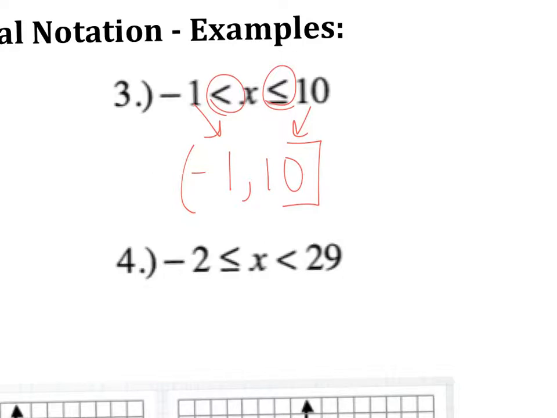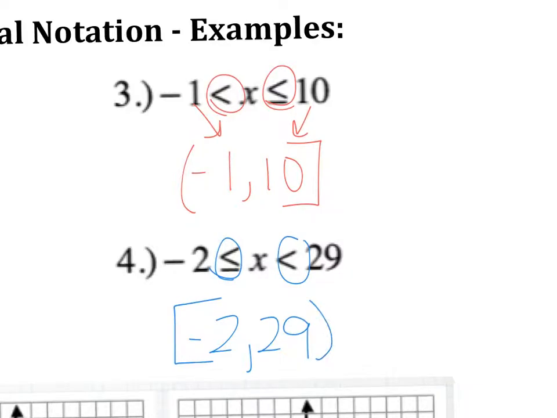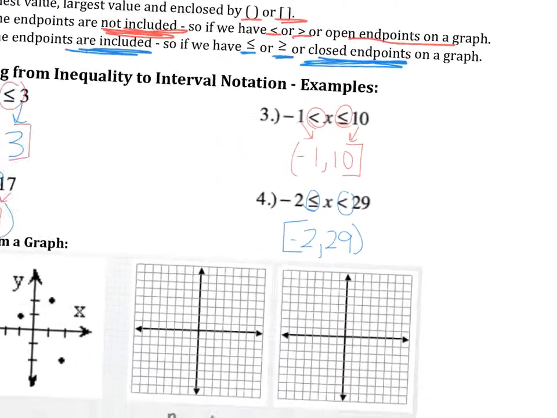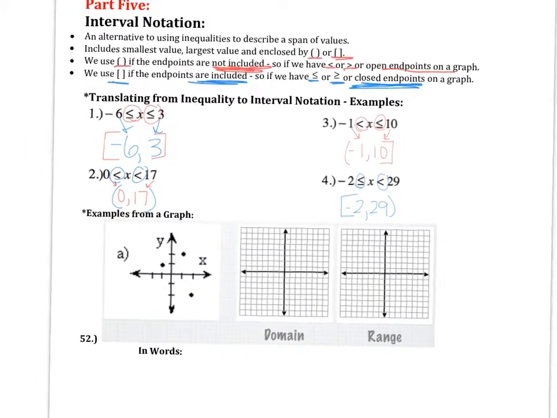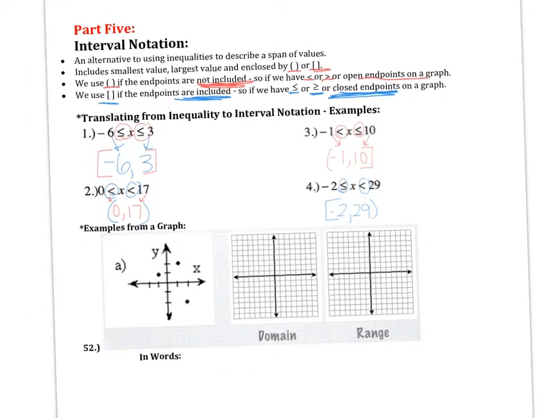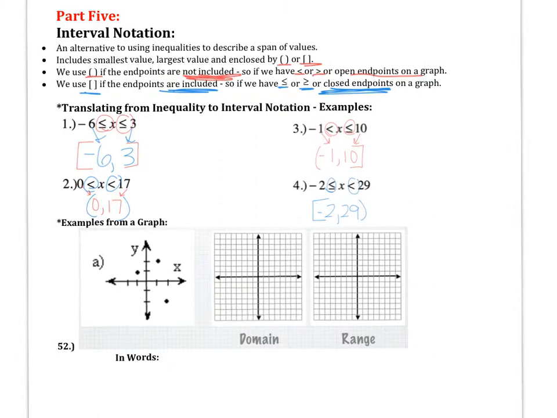For number 4, we have our -2, 29. And we want to look to see what inequalities we have. We have less than or equal to, which would be represented by a bracket. And we have less than, which would be a parenthesis. So this is something that you're going to have to remember. Open points are not included, closed points are included.